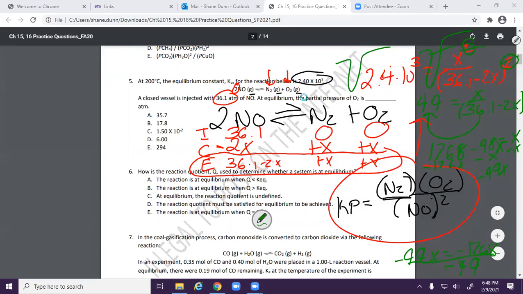Once you solve all that, the x value will be the answer. The entire reason this question is being asked is it wants you to know that your Kp value is equal to your products over reactants. If you have to find one of your products, right, you plug that in and solve for it. That's all it's trying to test for. This was in your homework a lot. This one is just way more complicated than that.